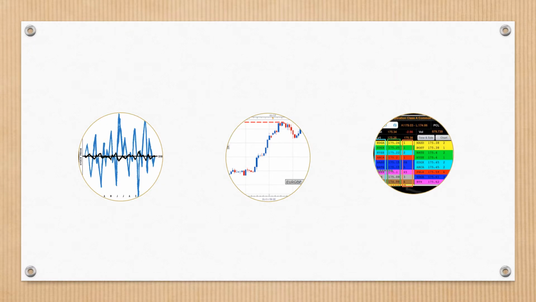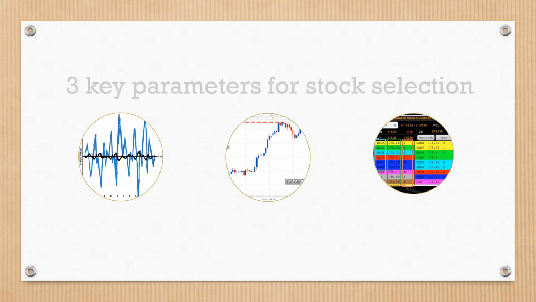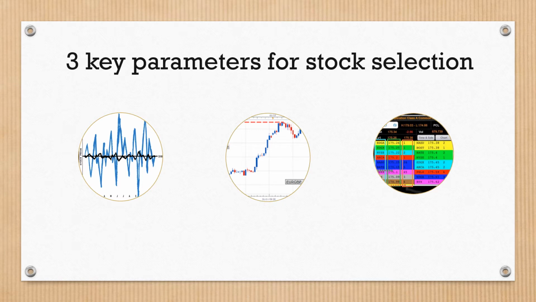Before getting into the stock selection process, we'll see 3 key parameters we consider for stock selection. The first key parameter is volatility. We need stocks that move either upside or downside in the same day. We need high beta stocks.